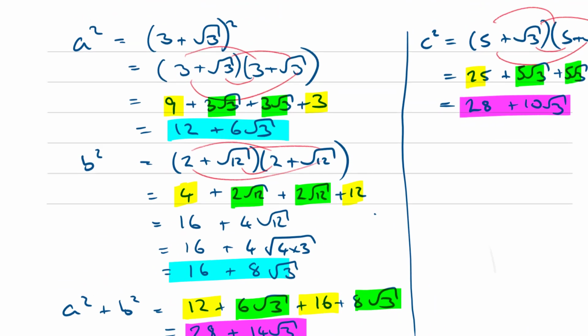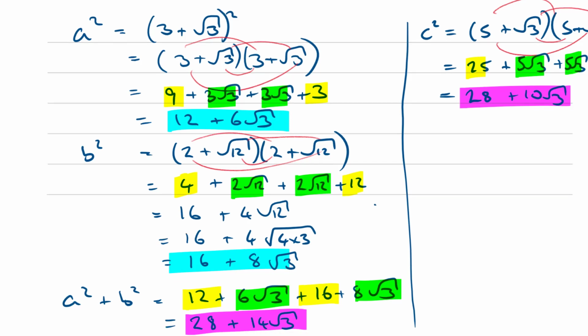Okay, so quite long that question, but really it's just one skill repeated over and over again. It's how to square a bracket where you've got surds in it. And if you manage to work your way all the way through that question, you've got lots of practice of doing it. Okay, job done.